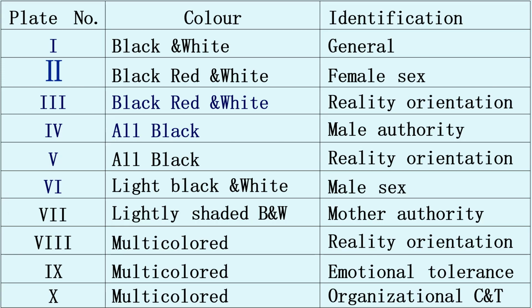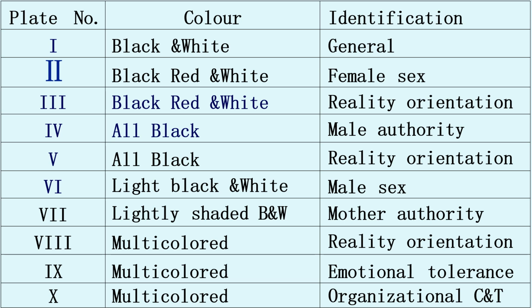Now there are 10 plates, as we can see. All of these are the different plates. We'll go through the images of the plates also once. The first plate is black and white. Identification name is general plate. Then black, red and white. As we have seen, there are these 5 black plates and 3 colored ones. The last 3 are multicolored. So that leaves us 8. And then there are 2 plates, black, red and white, which have 3 colors.